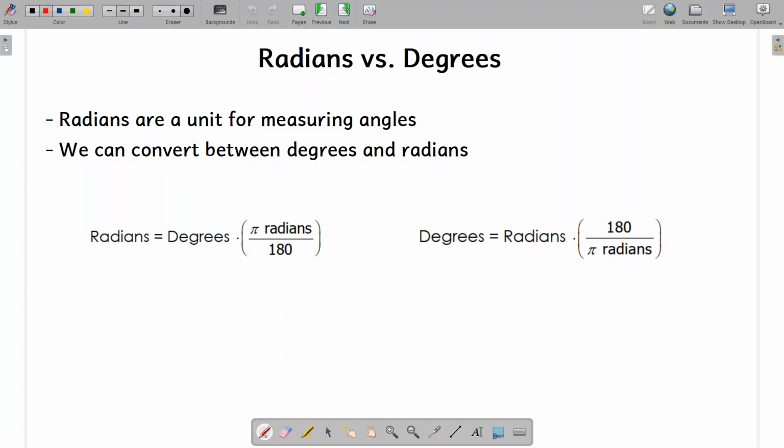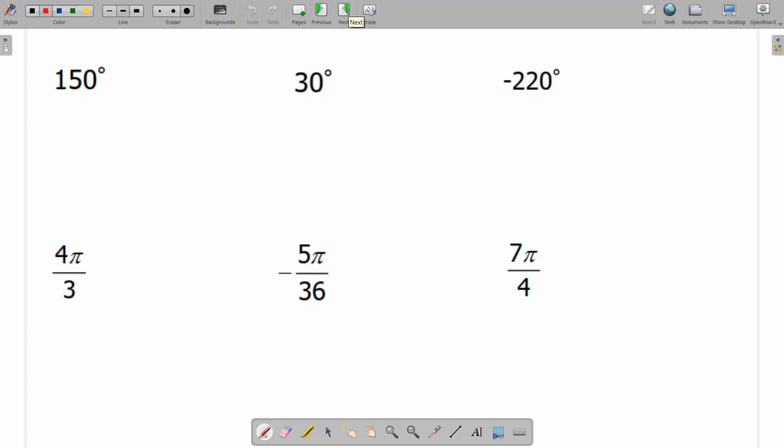If I have an answer in degrees and I want to get it into radians, I'm going to multiply my degree measurement by pi over 180. And if I have an answer in radians that I want to convert to degrees, I'm going to multiply by 180 over pi. So let's just see what that would look like here. Okay, I've got 150 degrees and I want to convert it to radians. I'm going to multiply by pi over 180.